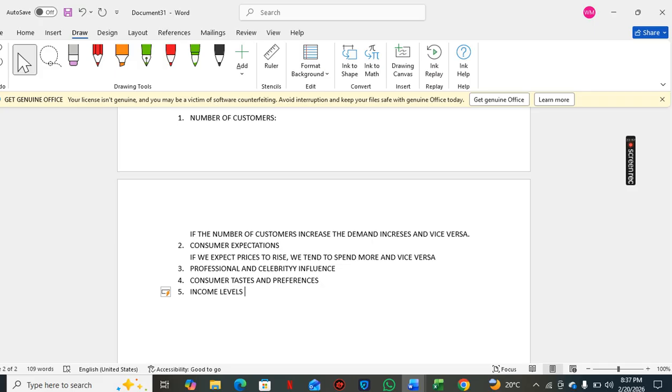Yes, if income levels fall, meaning let's say there's a recession and people have lost jobs and don't have money, your product won't be selling as much because people don't have money to buy it. Yes, so number of customers, consumer expectations, professional celebrity influence, doesn't matter. And finally, price of related goods.